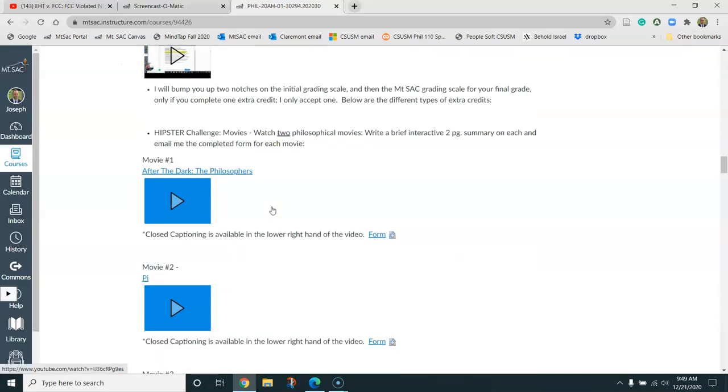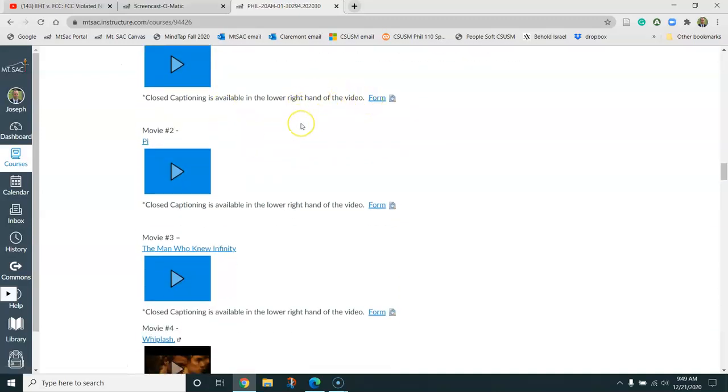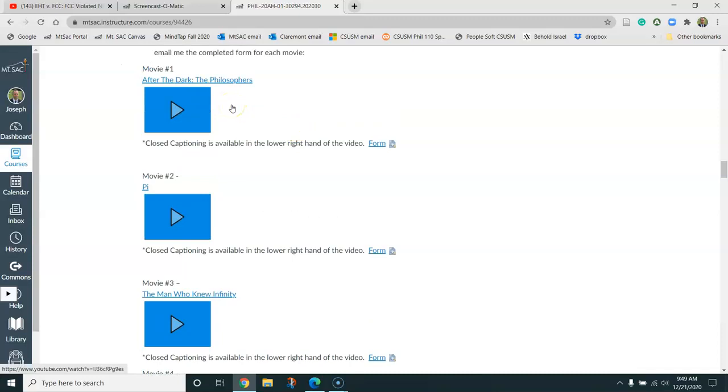Okay? So I have the movie, the Hipster Challenge, where you watch 2 movies. You complete a form for each movie. This is 2 full pages typed. Don't try to cut corners or I won't accept it. The movies are awesome. They're not free. I just provide you the trailers to them. But if you want to do the extra credit, you have to watch the movies on your own. Okay.